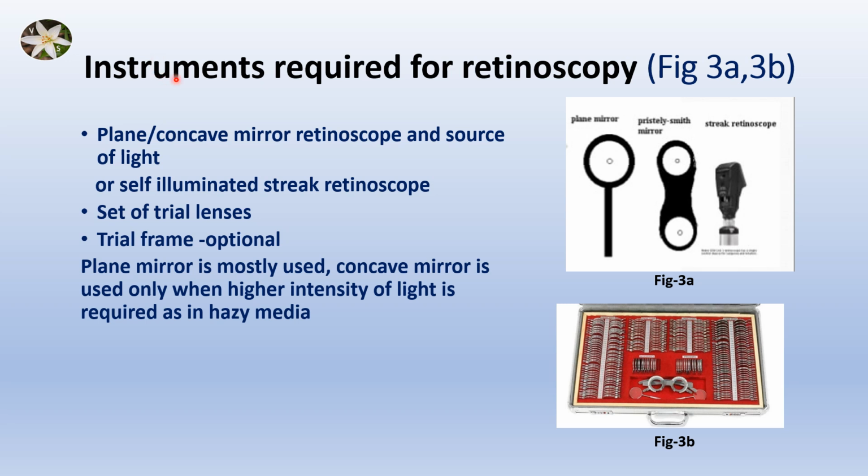The instruments required for retinoscopy are illustrated in figure 3a and 3b. We need a plane or a concave mirror, retinoscope, and a source of light, or a self-illuminated streak retinoscope where additional source of light is not needed. We need a set of trial lenses. Use of trial frame is optional.